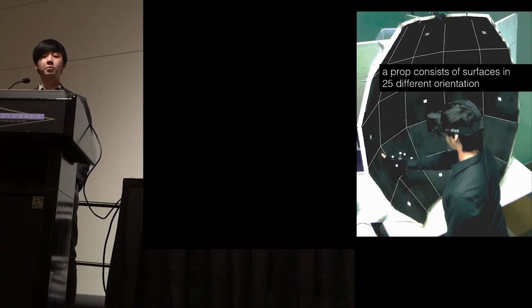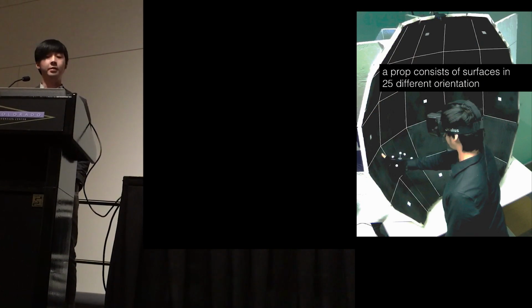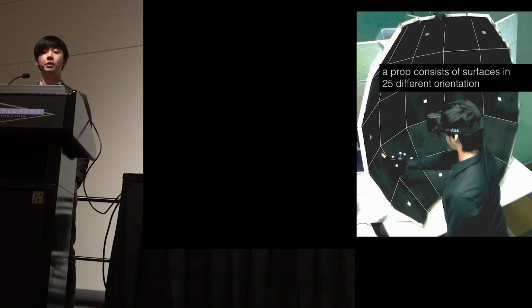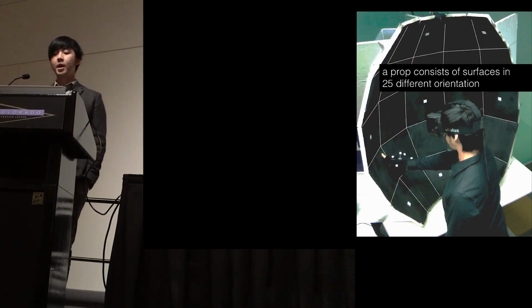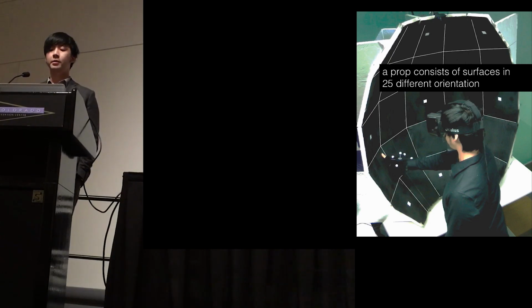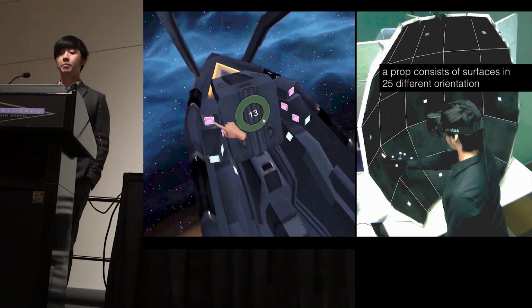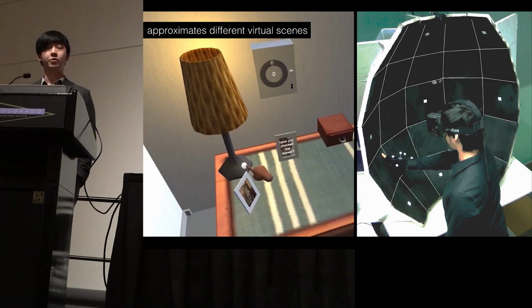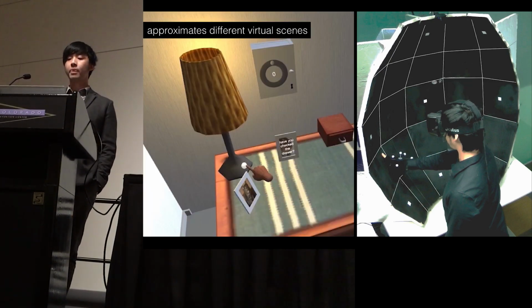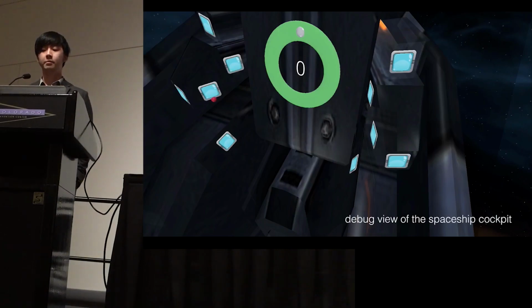And here's the example of one Sparse Haptic Proxy, a hemisphere that consists of 25 surfaces in different orientations. And what I'm going to show you is that this hemisphere approximates not only this virtual cockpit, but also the virtual room, which has many different items in it. And here's how it works behind the scene.